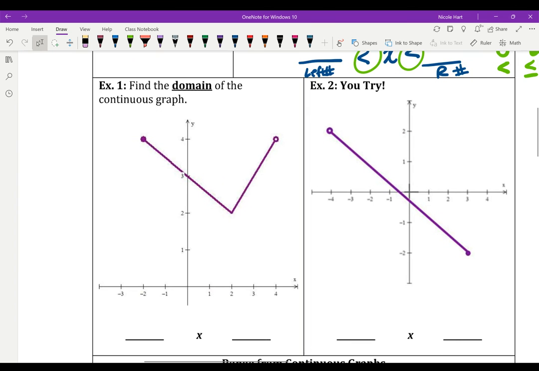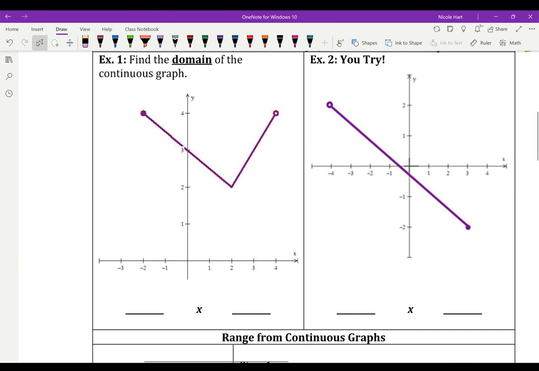We are going to find the domain of the continuous graph for example 1. All right, so we are going to highlight the farthest point on the left and the farthest point on the right. Now, looking at those points, if you need to draw a line down to figure out where it went, it goes to -2. And this one goes down to 4. So we're going to put -2 and then 4 in our blanks.